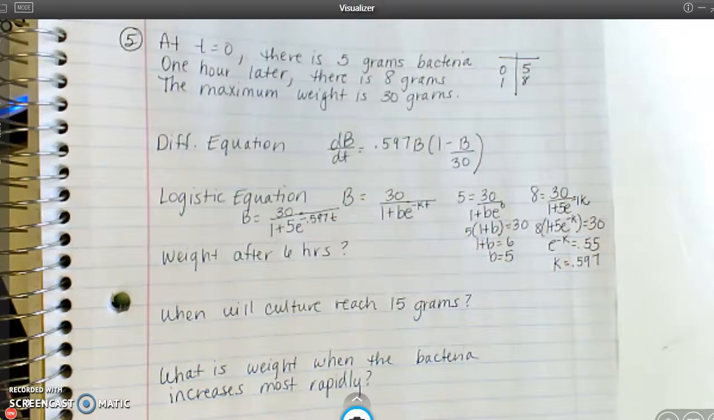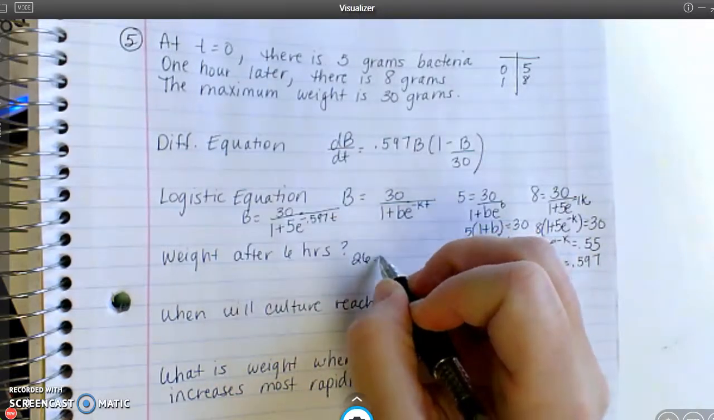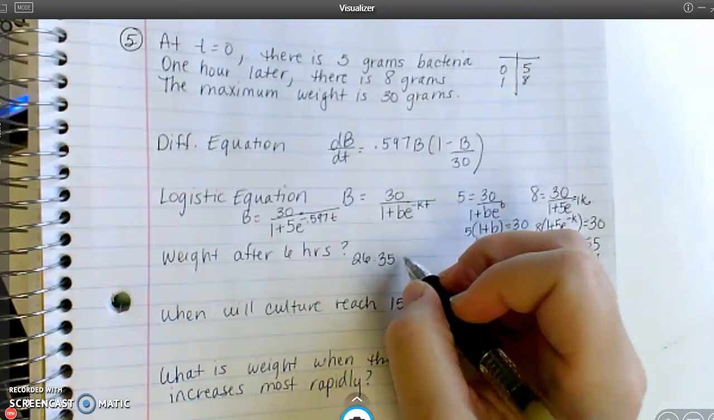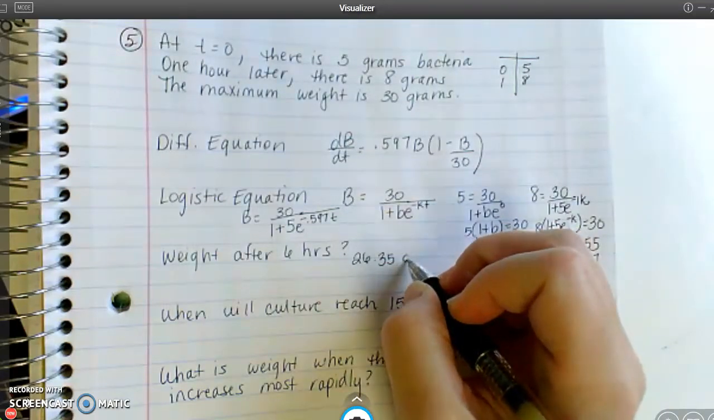Next part says find the weight after 6 hours. Well, all that means is I'm going to put 6 in the place of t. So I'm going to do 30 divided by 1 plus 5 e to the negative value. It's already negative in my calculator, so I'm just going to copy it down and not put another negative. And then I'm going to times that power by 6. And so I get 26.35, and it asks for the weight, and so that's grams.